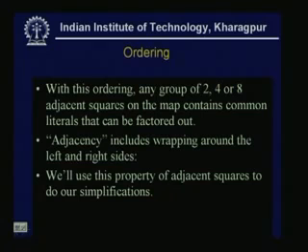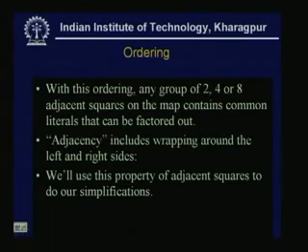Now adjacency includes wrapping around the left and right sides. Already we have seen that when we are selecting the adjacent min terms, we will consider the wrap around also, as if the Karnaugh map can be folded, so that the extreme leftmost column is adjacent to the extreme rightmost column. So we will use this property of adjacent squares to do our simplifications.